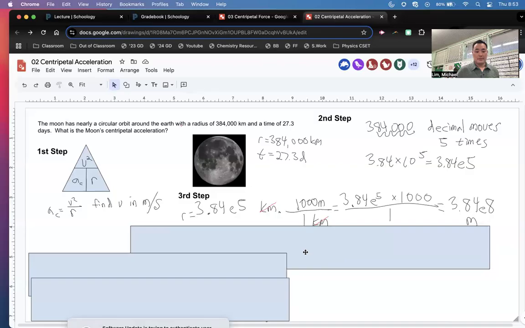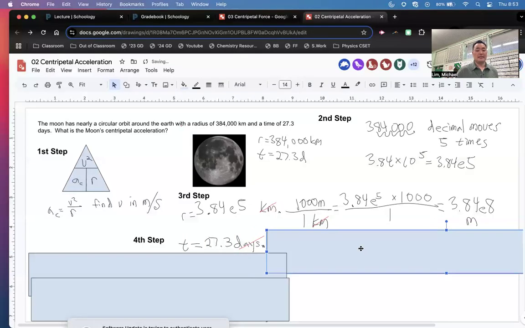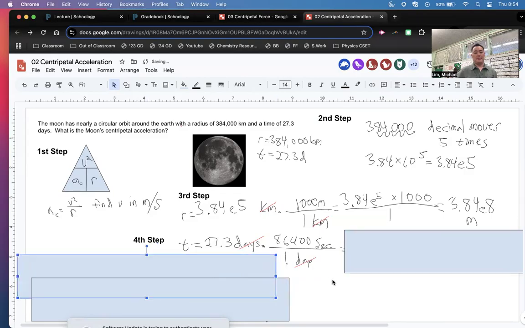We also need to find time because the velocity equation requires length and time. So let's do that. Fourth step. Your time is in days. Velocity is in meters per second. So we're going to multiply that by a fraction. I don't expect you to memorize this. In one day, there's 86,400 seconds. Days will cancel out.